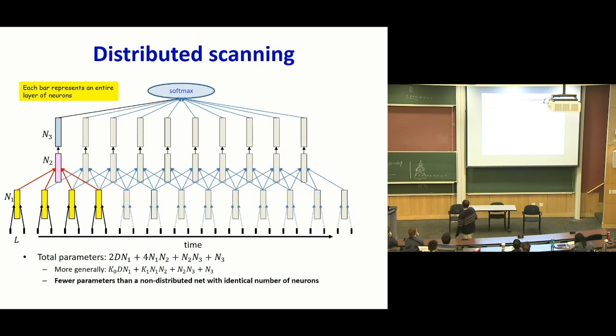And so now if I scan with this figure, this is what the computation is going to look like. But now I have distributed the computations over 2 layers, correct? How many parameters do I have? So here I have 2D times N1 from this first layer, right? I have 4 times N1 times N2 from the second layer, and the rest are the same as before. Make sense to everybody, right?